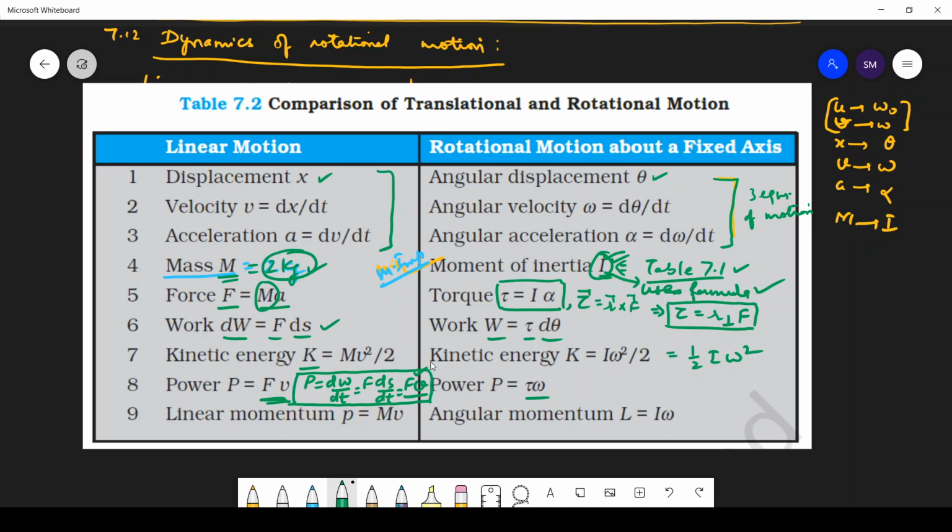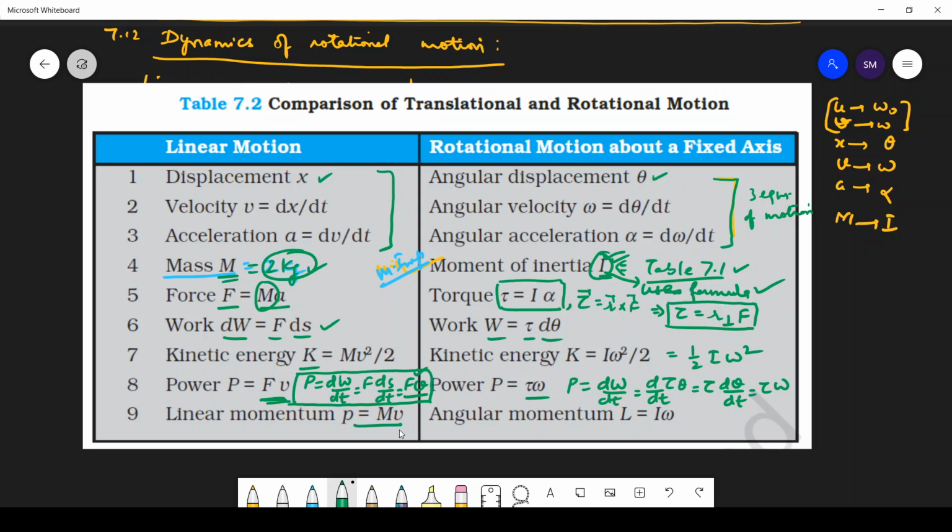So power is work done upon time taken, and the new formula we derived in 11th class is force into velocity. Here also power is equal to dW by dt, and that equals d by dt of tau into angular displacement theta. Tau is constant, so it comes outside, and this is d theta by dt, and d theta by dt is your angular velocity. So power is equal to tau omega.